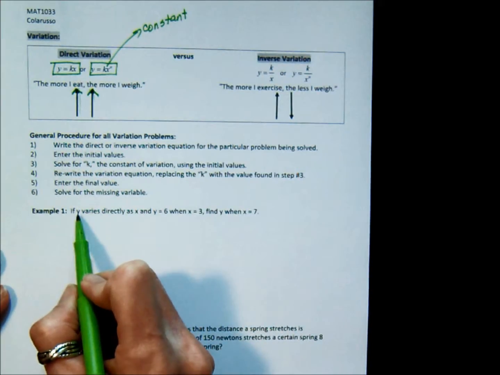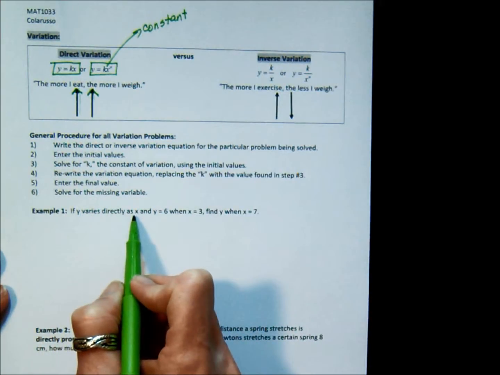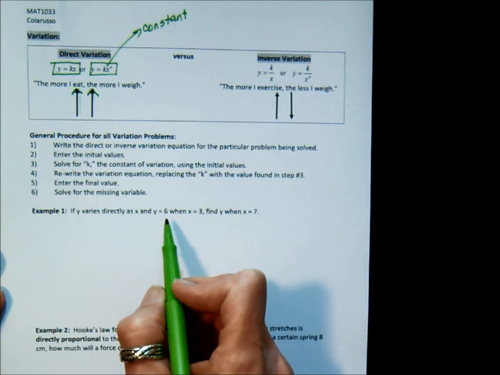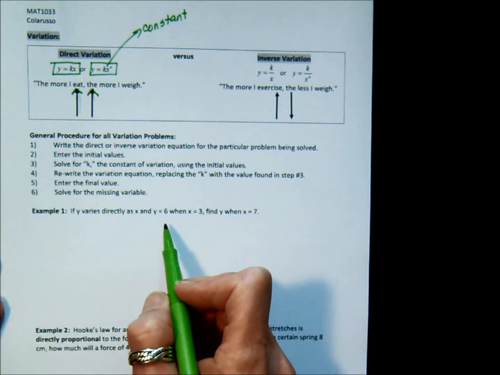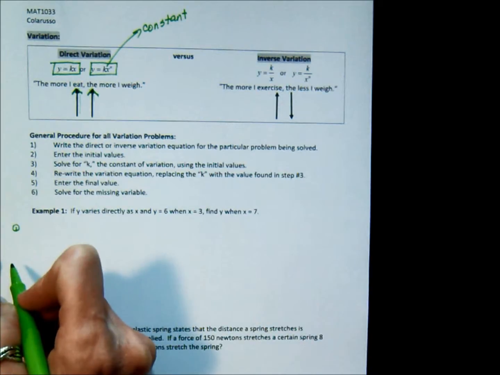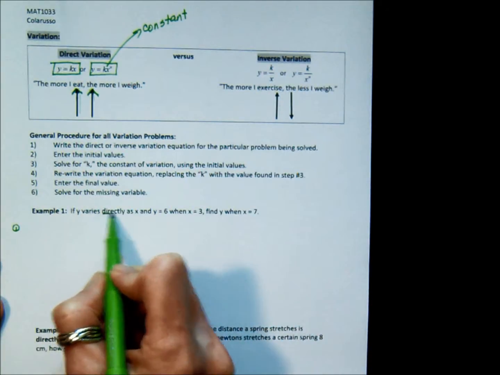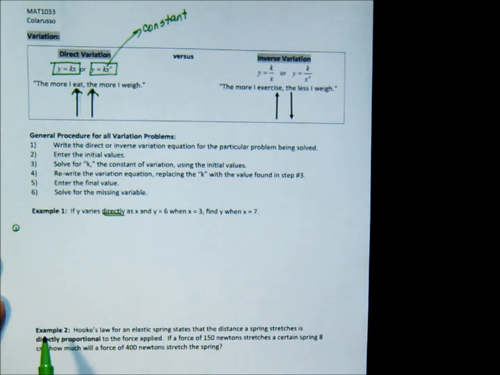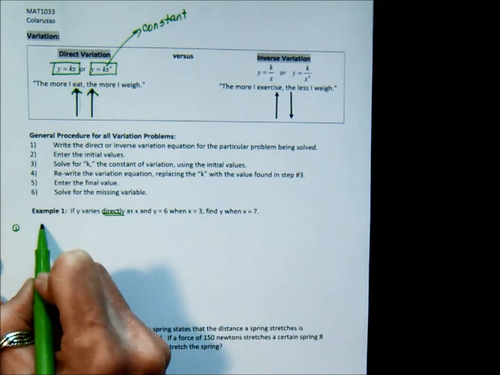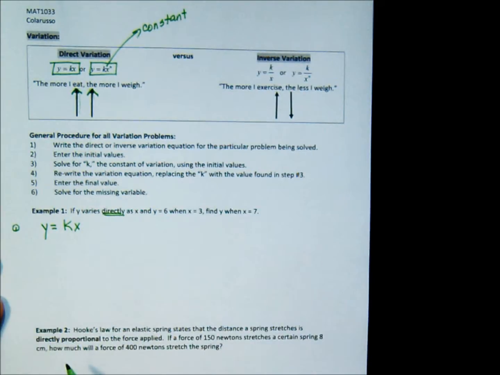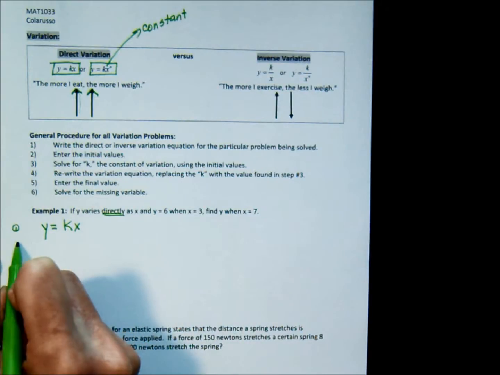It says if y varies directly as x and y equals 6 when x equals 3, find y when x equals 7. Here is how you set up all variation problems, and this is very important. Step 1. The first thing you do is, because it says directly, we're going to write this equation, and it didn't say anything about squaring or any power. So y equals kx. So you write your variation equation.